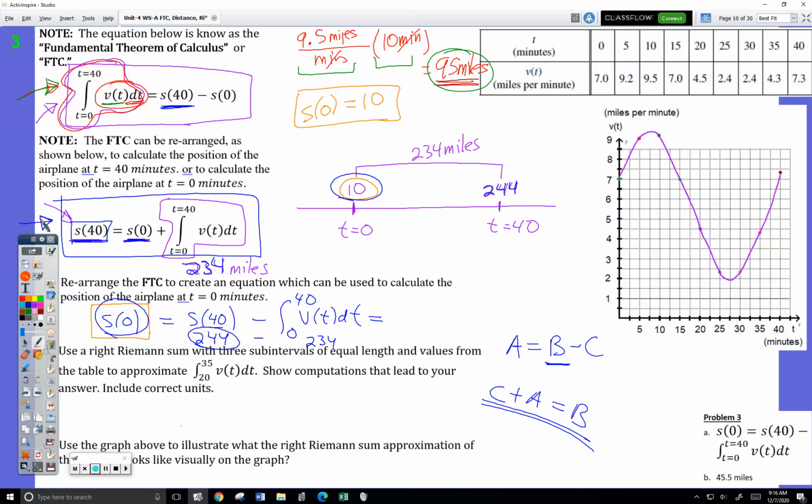Sometimes if I just act it out, it helps. Look, here I am, time 0, I'm at 10. 40 minutes go by. I've got to be 234 that way. So when I go 234 more that way, I'm now at 244. That's all this equation is telling you. We want to talk about it.